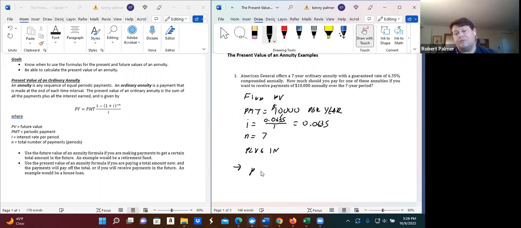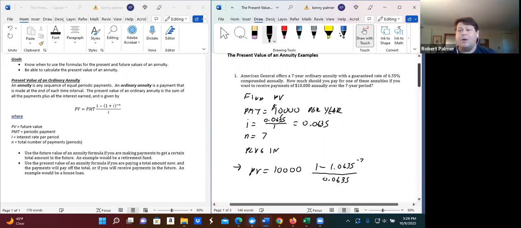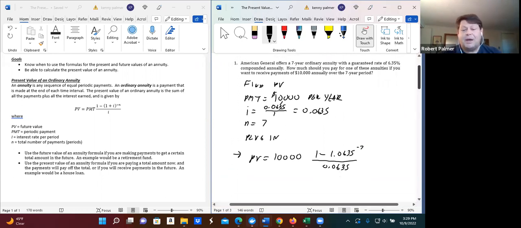Formula. So our present value is going to be 10,000 times 1 minus 1 plus I, so 1 plus 0.0635, so 1.0635. So 1 plus that, 1 plus I, that's it. And then raise to the negative n, the -7. And then this is all divided by I. Remember, I is 0.0635. Okay, now we're actually going to use Desmos to calculate this for us.